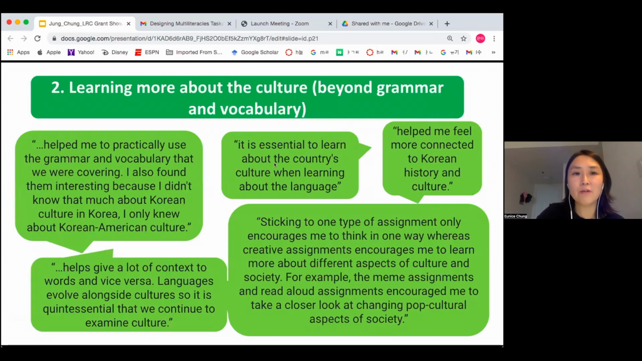And then second was they learned more about the culture. So it's beyond grammar and vocabulary. They said that it helped them to practically use the grammar and vocabulary that we were covering, but they also found it interesting because I didn't know that much about Korean culture in Korea. Okay, and they said it helps give a lot of context to words and vice versa. Languages evolve alongside cultures, so it was helpful.